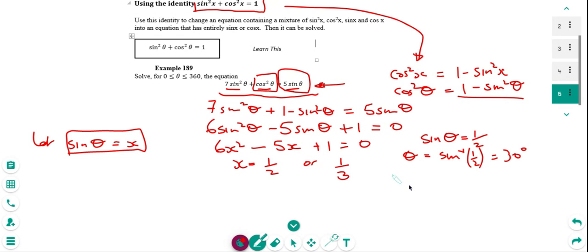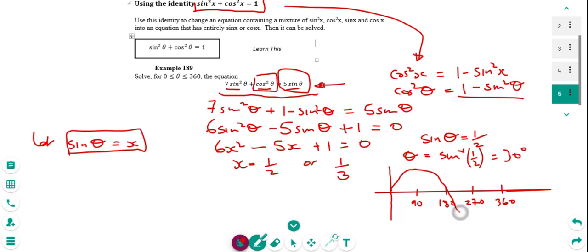So let's look at our sine graph in the required range, which is 0 to 360. It's handy to write these values on before you draw it. And what we get is the graph goes like this. So it reaches a maximum at 90 and a minimum at 270.